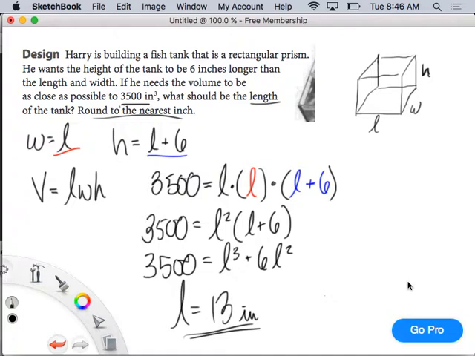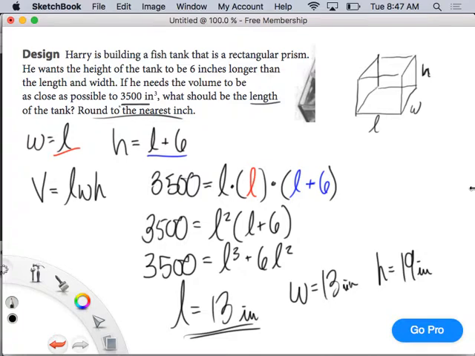Make sense? And so what would we know about our width? Our width would also be equal to 13 inches, but what about our height? Our height would be what? 19 inches. Good. Okay, so that's how we model a problem like that.